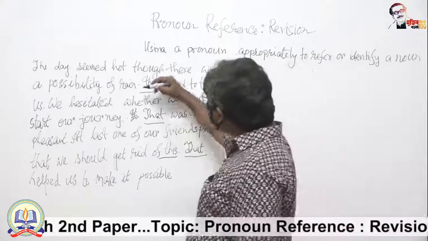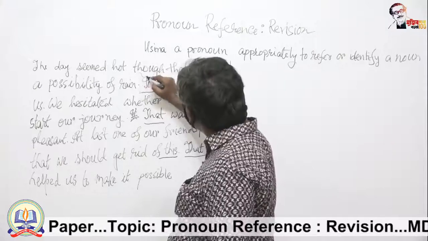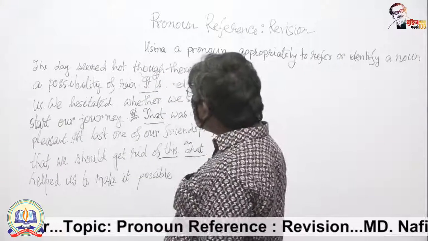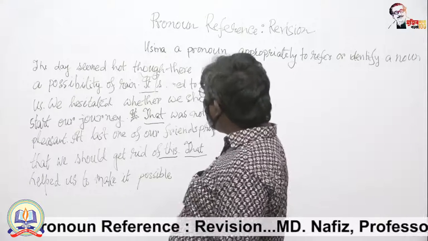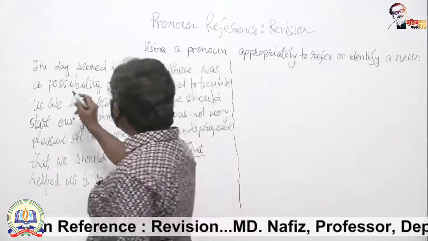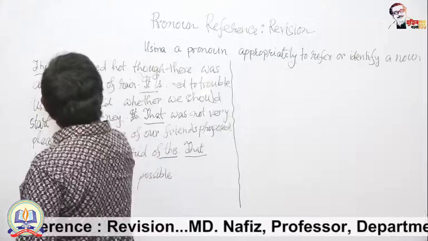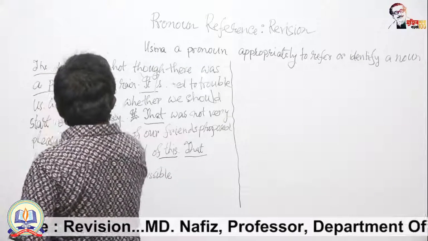What does this it mean? We have two nouns or noun phrases in the previous sentence, the day and a possibility of rain.